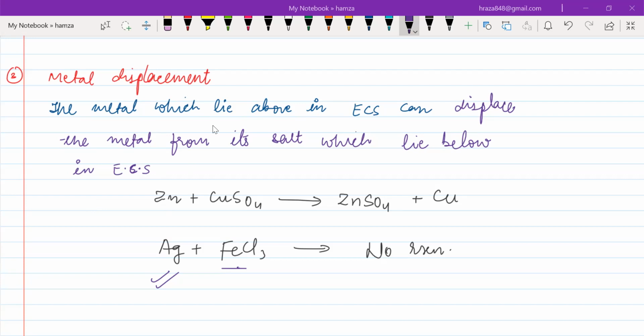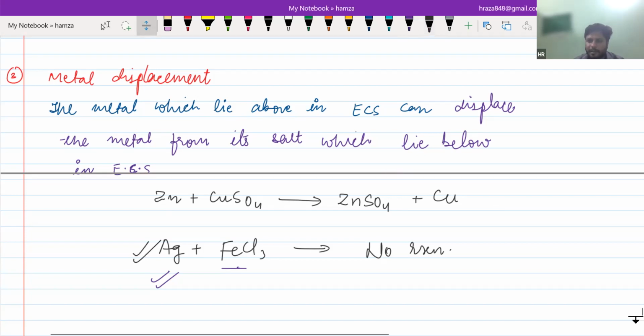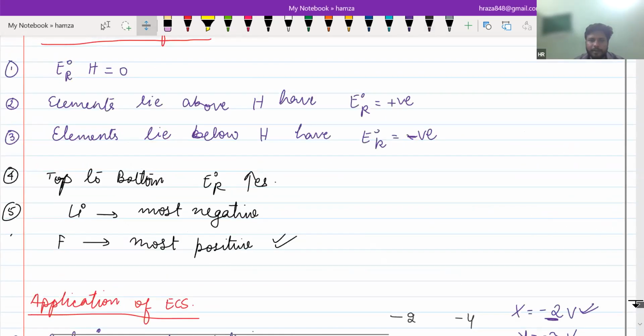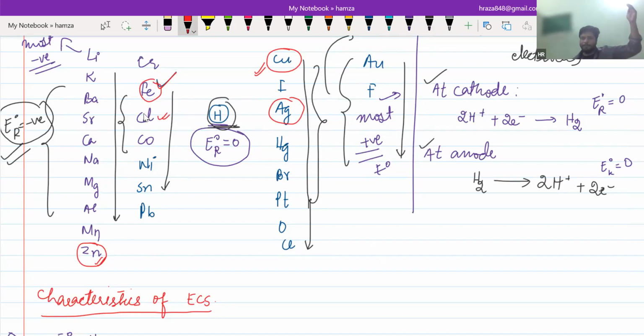Sir, can you explain the second example again? Now you can see if you are going to react this. Okay, now see where is Ag in the electrochemical series and where is iron. You can see Ag is here, and where is iron? Iron is present here. That means iron is above Ag.